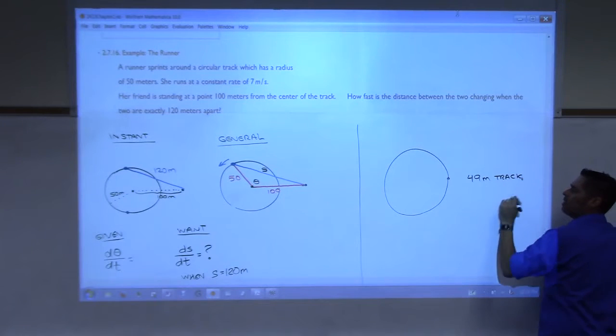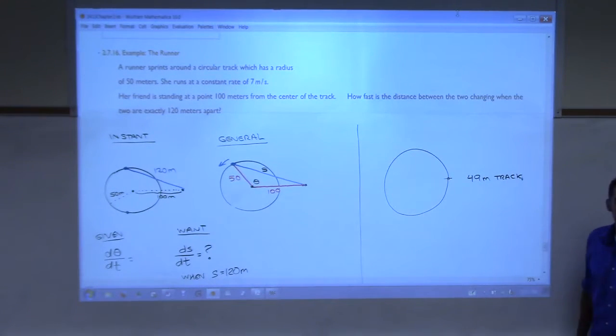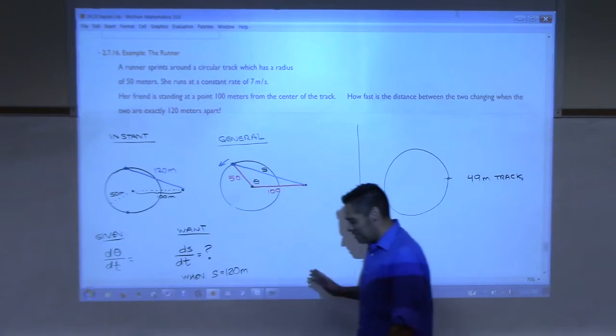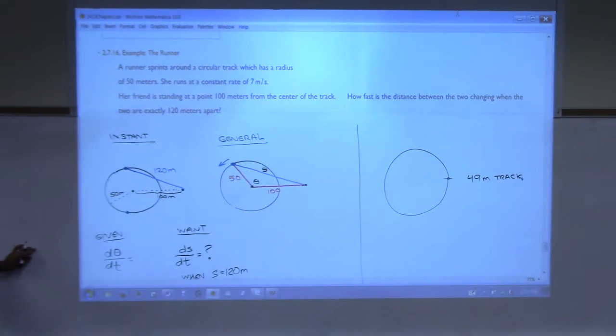That means that you start here and you start running around the track. All the way around the track is 49 meters. I'm not saying the radius is 49, got it? The circumference is what I'm saying. A 49 meter track. This girl comes along and she starts running around the track. How long is it going to take her to get around the track?